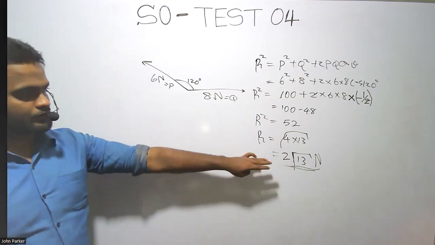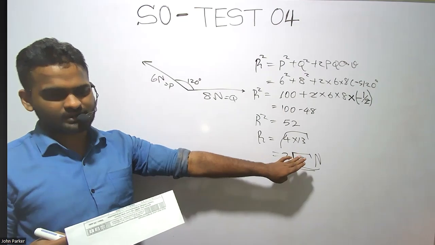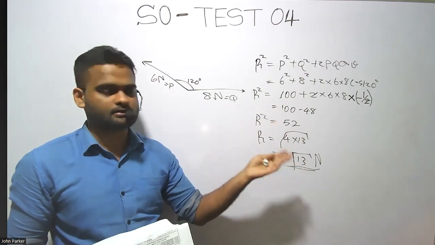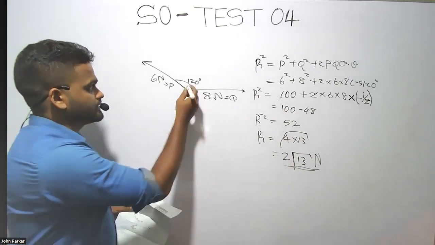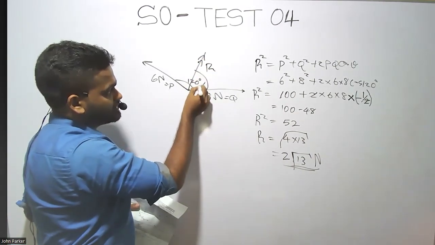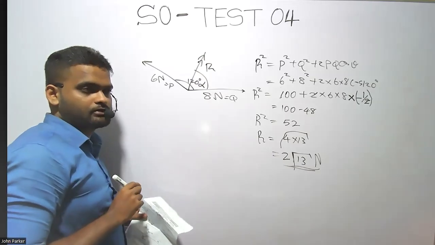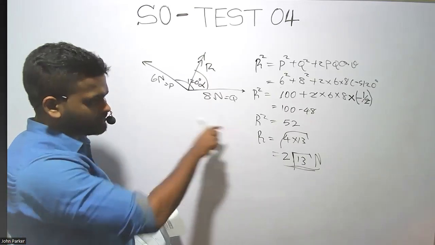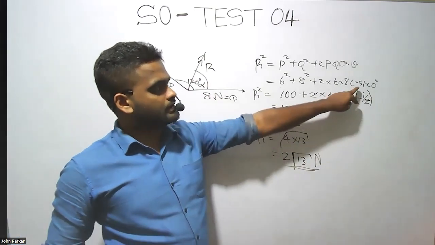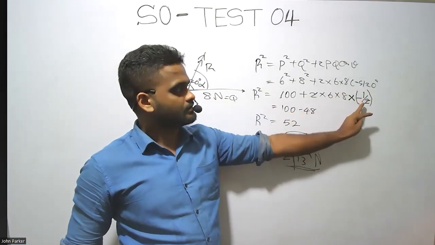They are only asking about the magnitude of the resultant force. They are not asking about the angle. The resultant could go like this. This is the resultant. They are not asking about this alpha. They are only asking about the resultant force. But in order to find this, you have to know that cos 120 is equal to minus 1 over 2.